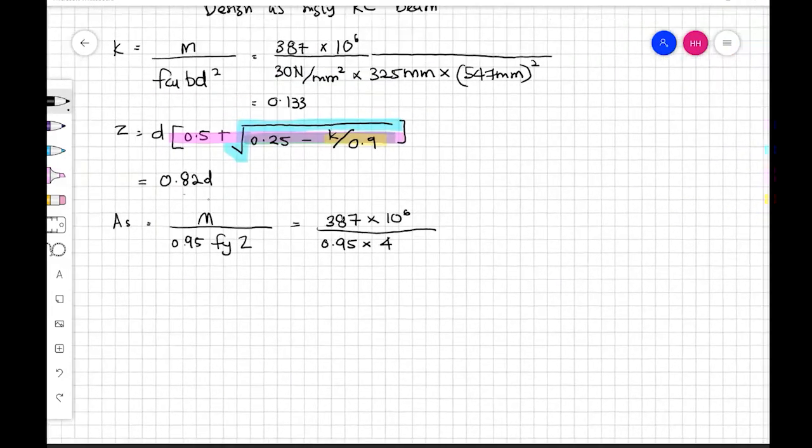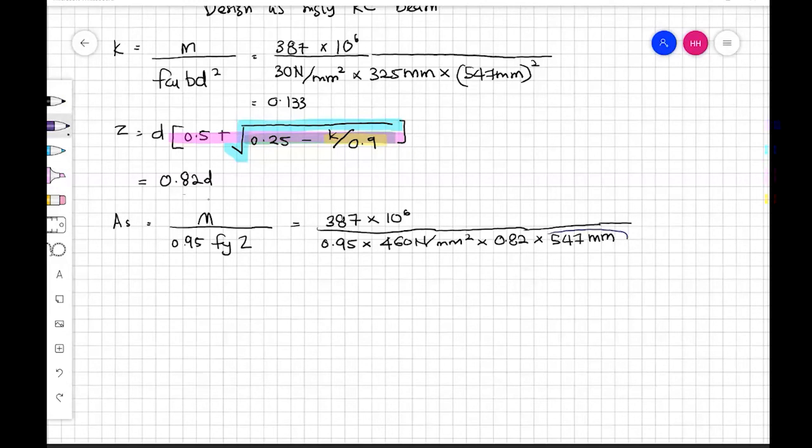Masukkan in our formula. Okay, Z is 0.82 and you just darab je dengan D ni. Okay, D you know it is 547 mm. Since kita dah ada value of D, so kita boleh je terus masukkan. Ini sebenarnya adalah 0.82 D. So masukkan je lah D tu. Okay. And then kita kira.